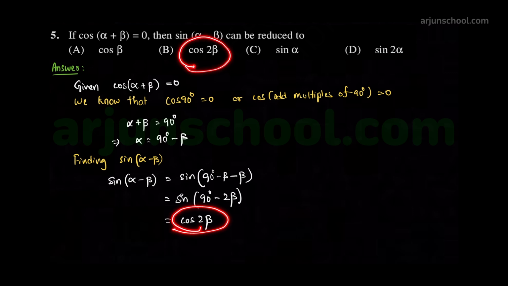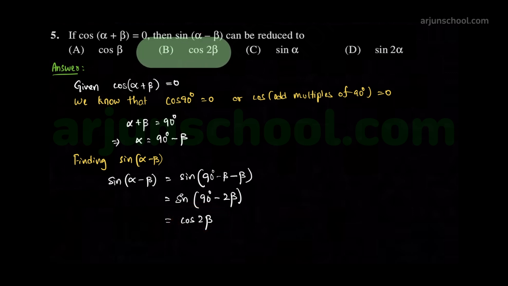Therefore, for the given multiple choice question, if cos of alpha plus beta is equal to 0, then sin of alpha minus beta can be reduced to option B, cos 2 beta.